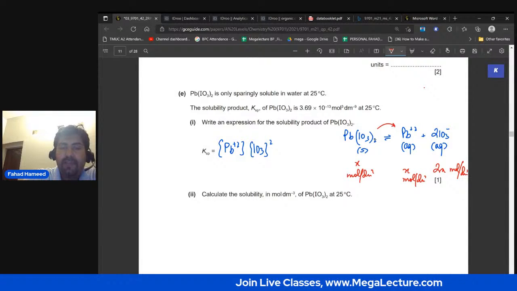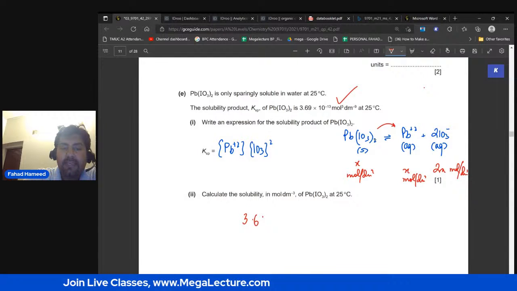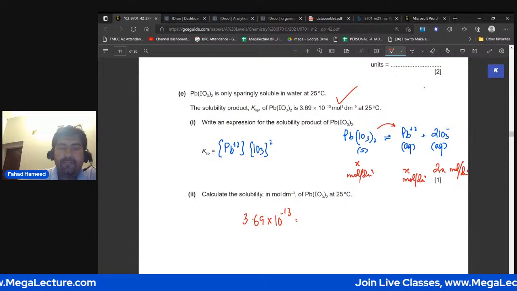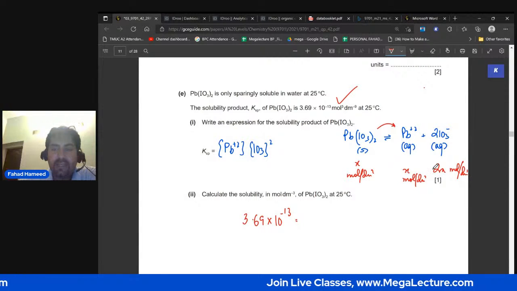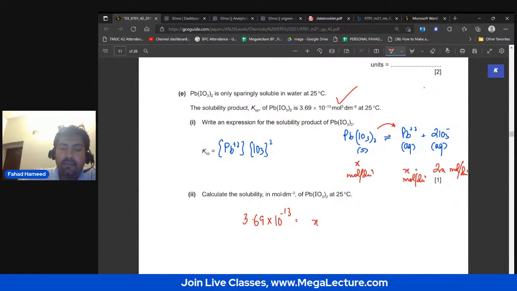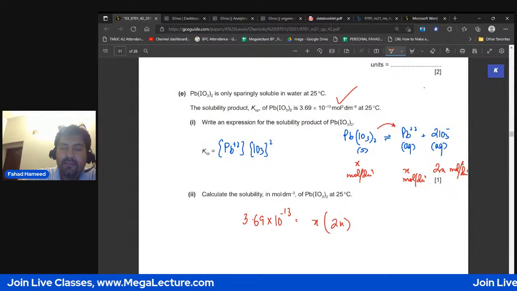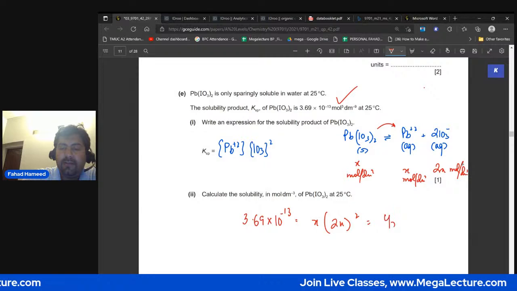So I'm going to plug in these values. The Ksp value is already given to me. It's 3.69 times 10 to the power minus 13. And the expression is over here. The lead ion concentration is x, and the IO3- concentration is 2x, and that's going to be squared. If you simplify, that's going to be 4x cubed.